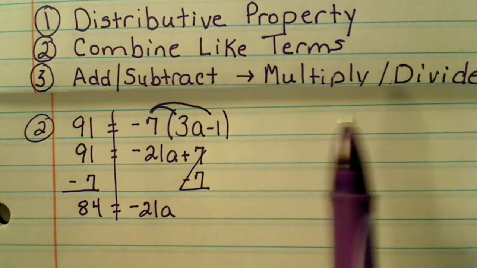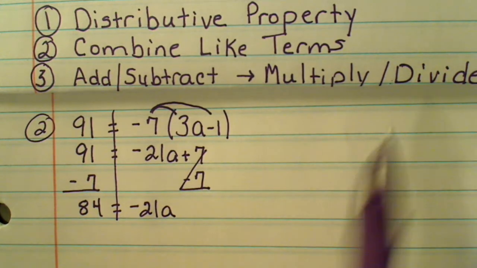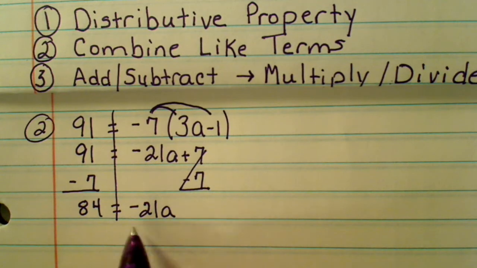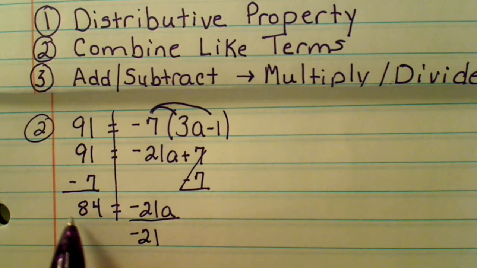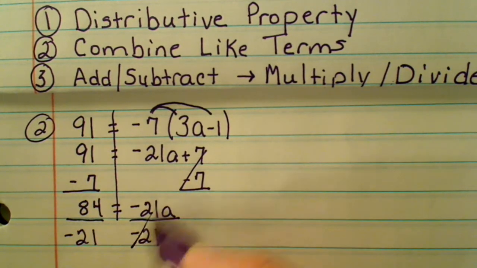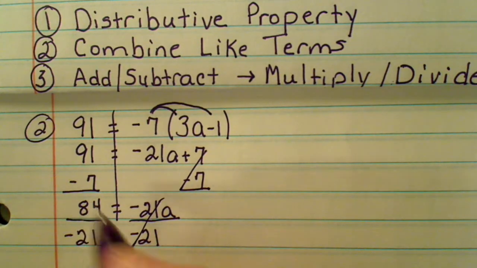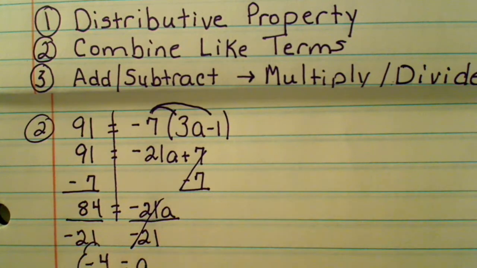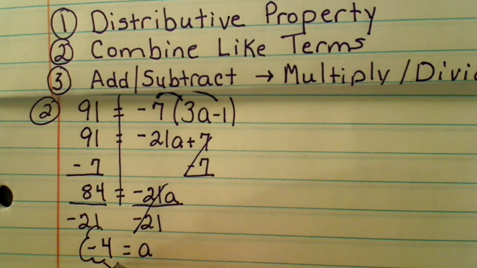Okay, last step, the inverse of multiplication or division. So I'm going to divide because this is a negative 21 times a. So I'm going to do the inverse and I'm going to divide both sides by a negative 21. Those cancel. This side only has a, and 84 divided by a negative 21 gives me a negative 4. Let me move this up slightly, and we're done.